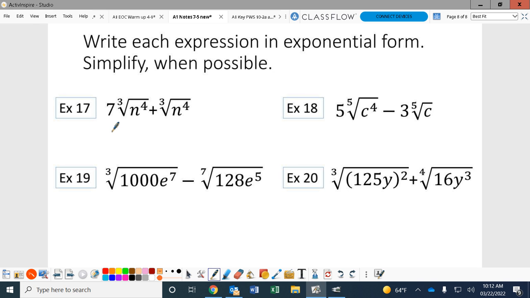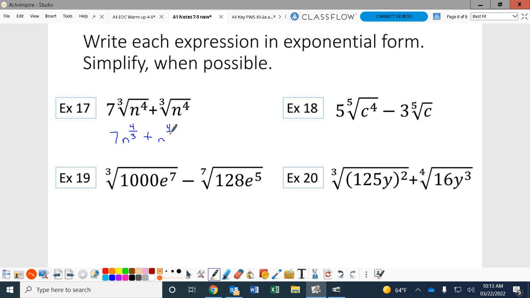Here we go. It's going to be 7 N to the, what power is going to go here based on this radical? Guys, inside number goes on the top. It's going to be 4. Outside number is going to go on the bottom. It's going to be 3. So it'd be 7n to the 4/3 plus n to the what?